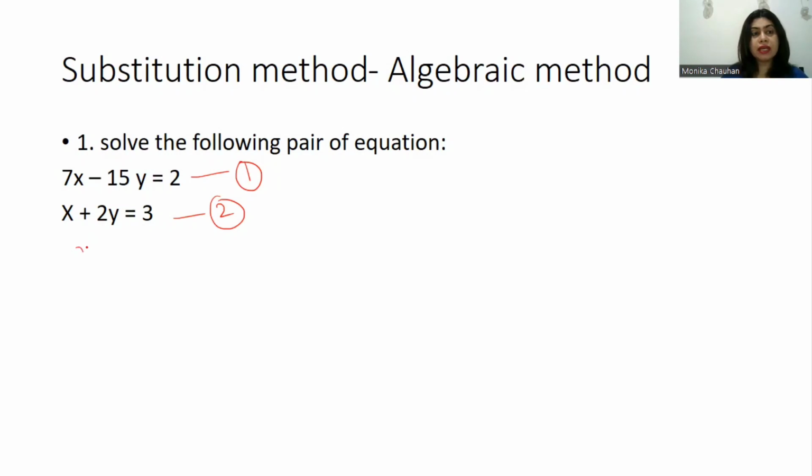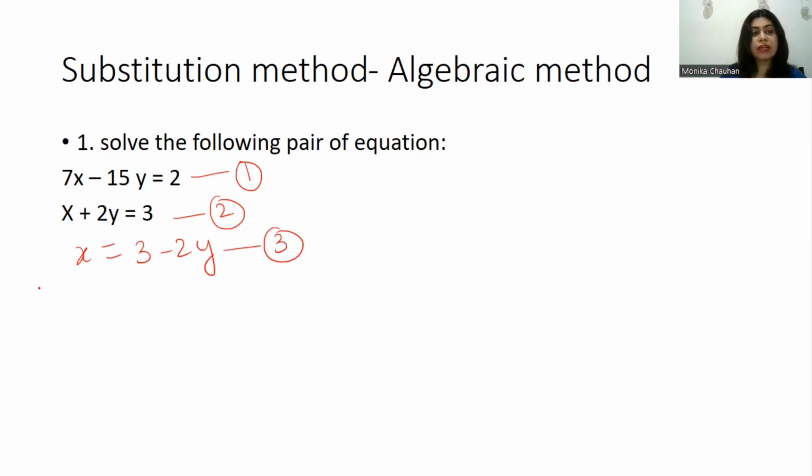So for me, x is equal to 3 minus 2y. And this is my third equation. So if somebody asks you where you got this third equation from, your answer is from the second equation. I'm writing one variable in terms of the other. So x is equal to 3 minus 2y. Now, the next step is you substitute the value of x in equation 1.